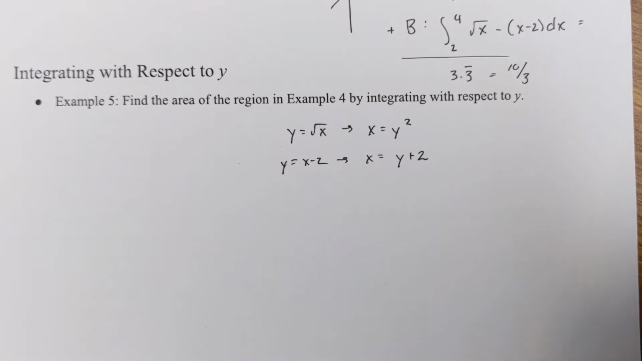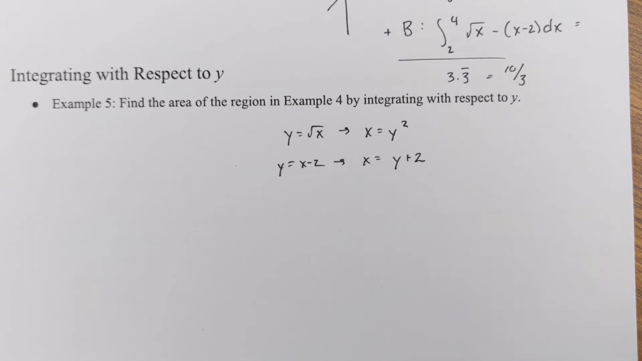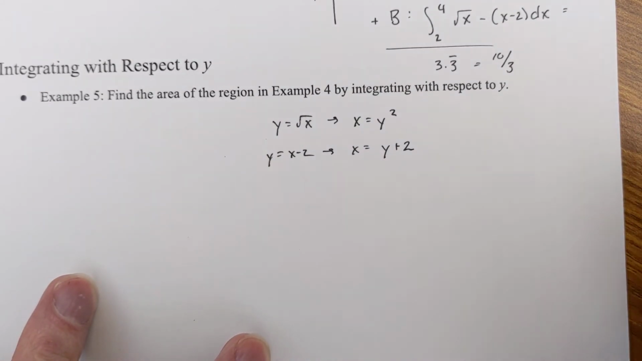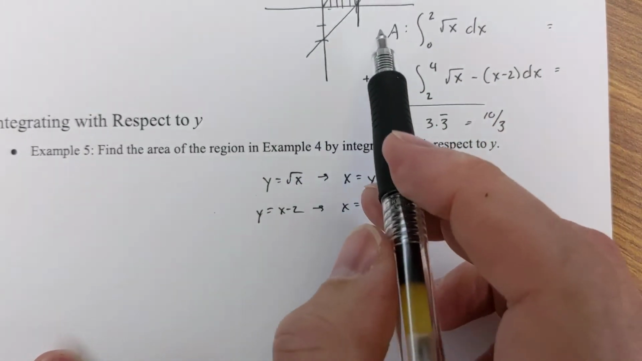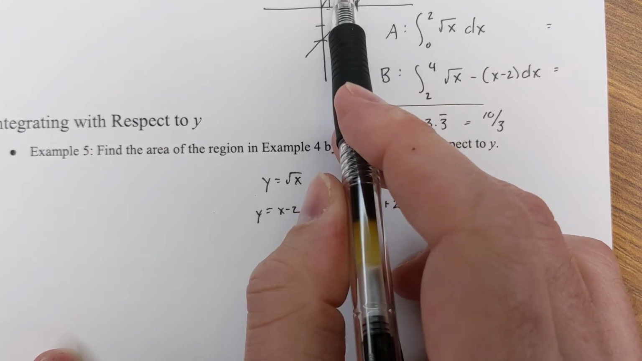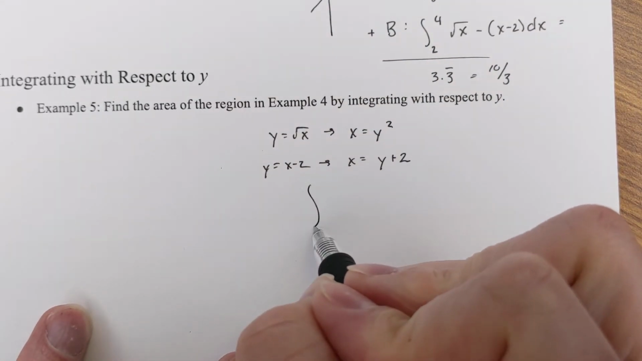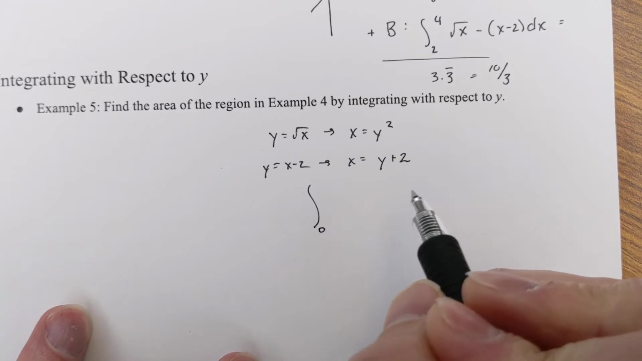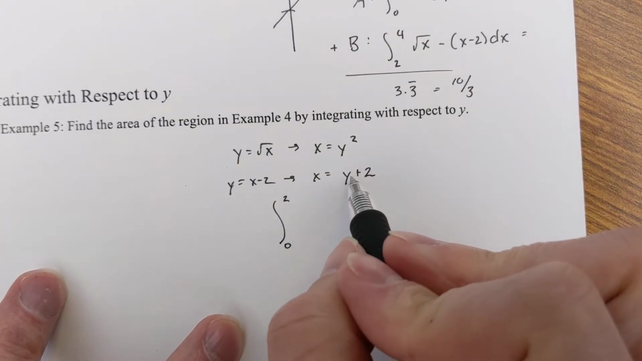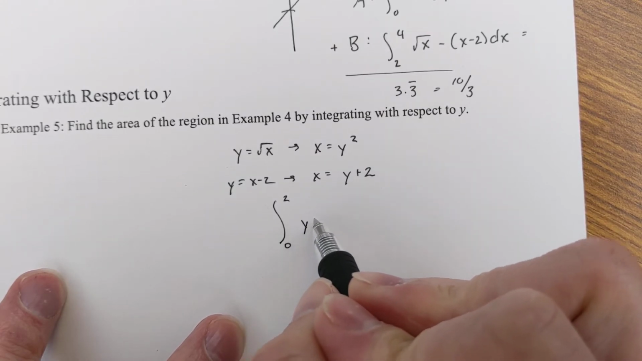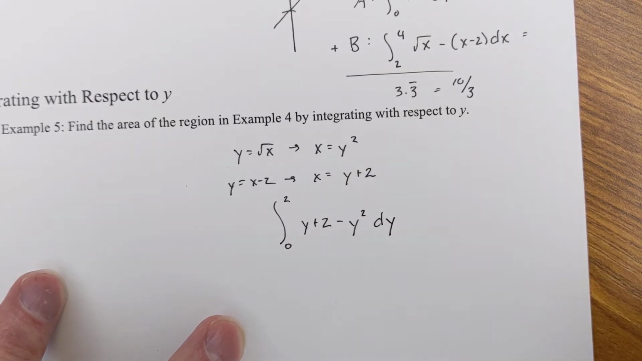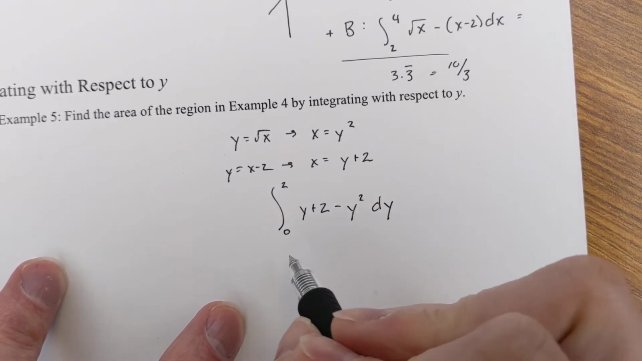In this case, you're looking for the one that's farther to the right. Since we're measuring from the y-axis, the upper one is the farther one away, so it's going to be our first minus the second. Now our y values range from 0 to 2, the y value here at the intersection. This one is always to the right, so y plus 2 minus the one on the left, y squared, dy. Now your calculator doesn't care about what variables you use. It's going to work the same way.